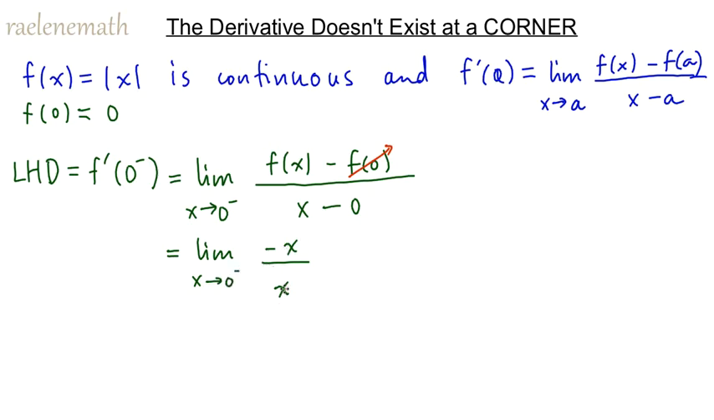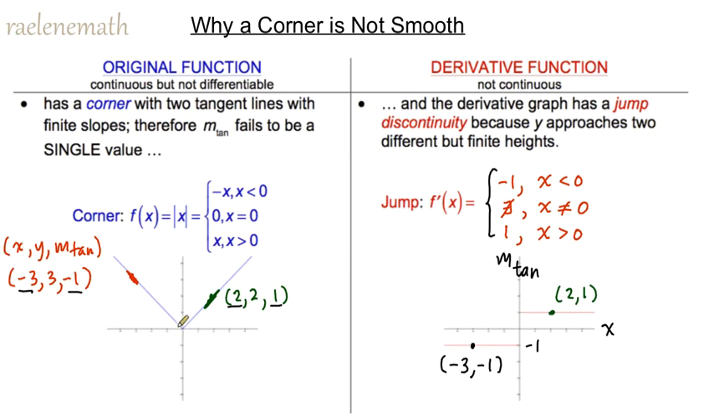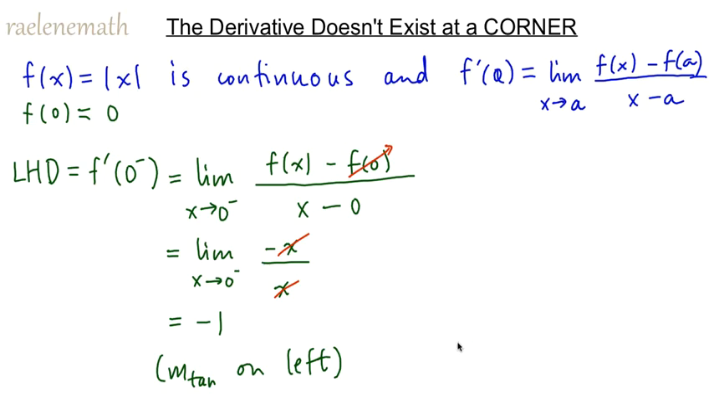Now normally this would give me indeterminate when I directly evaluate this rational fraction, but I can reduce the x's and be left with the limit of a constant negative 1, which is equal to negative 1. Now this represents the m tangent on the left-hand side, just to the immediate left of the origin. And in fact we had a tangent slope of negative 1. So the next thing we want to do is to work out the right-hand slope or the right-hand derivative.